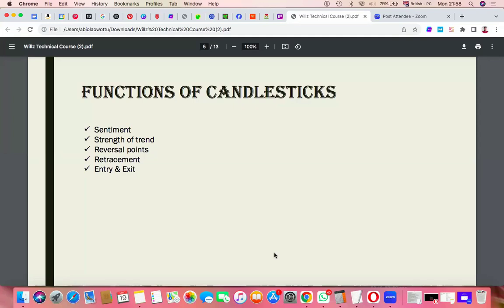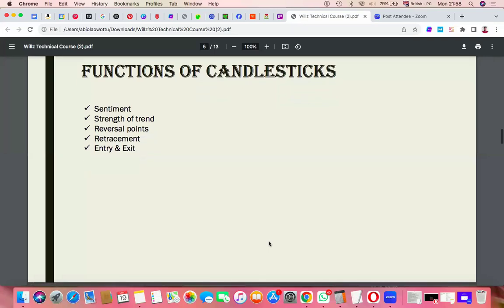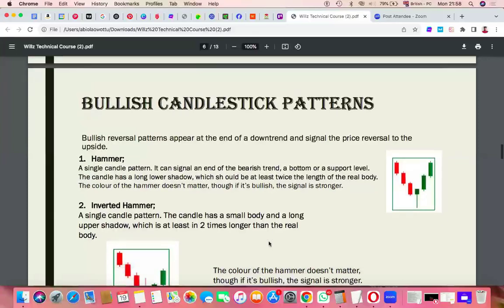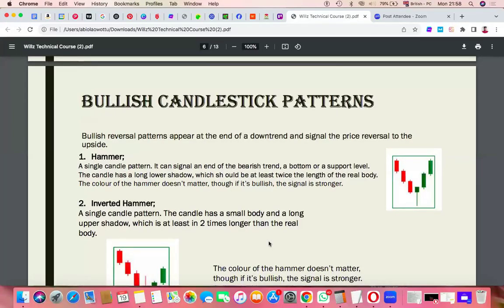One of the functions as well is that you can use them to spot reversals. As we also say, it can be very vital to determine our retracement, and we can use them to spot entry and exit points in our trade or our analysis. So bullish candlestick patterns, for example, we have these bullish reversal patterns that appear in a downtrend.